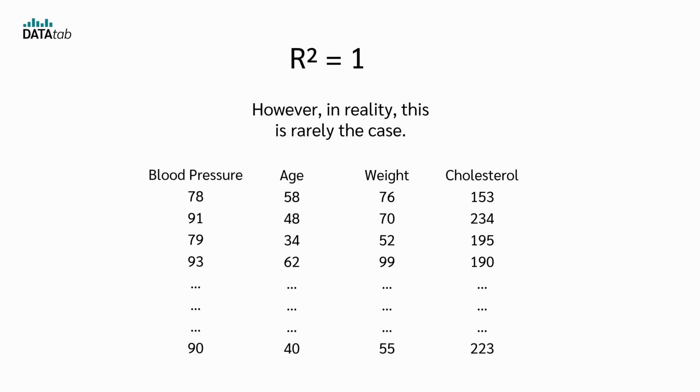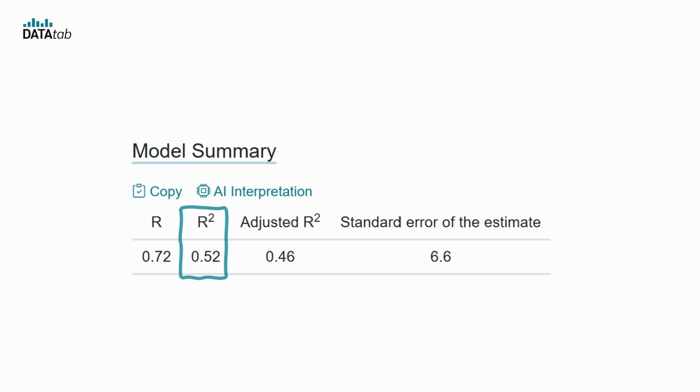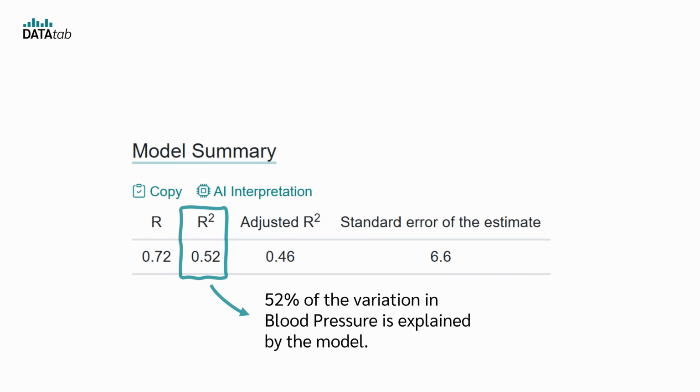However, in reality, this is rarely the case. An R squared of 0.52 means that 52% of the variation in blood pressure is explained by the model.